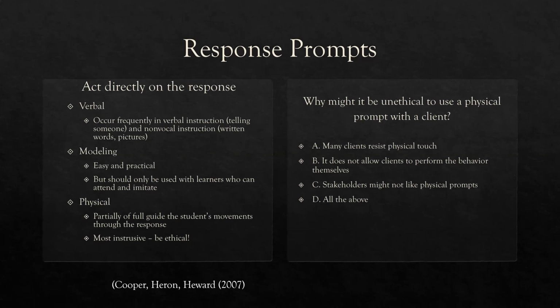Modeling is very easy and practical. You can be very successful with modeling because it is highly intrusive. You're showing the learner exactly what you want them to do. The example they use in the book is how to pass a basketball, right? So you can model holding it over your head, and the learner just has to hold it over their head. It's easy, it's practical, it's effective. However, there are stipulations. With modeling, the learner has to attend, they have to watch the model, and they have to imitate. If they don't have attending skills, they don't have imitation skills, modeling won't work.